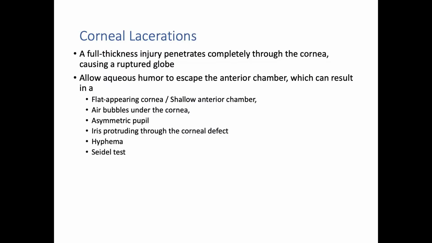And what is this? A dendritic ulcer. Yeah, it's a bit of a dendritic ulcer, which you can see. So be careful of full-thickness injuries that penetrate the cornea. These can cause rupture of the globe and allow the aqueous humor to escape from the anterior chamber.